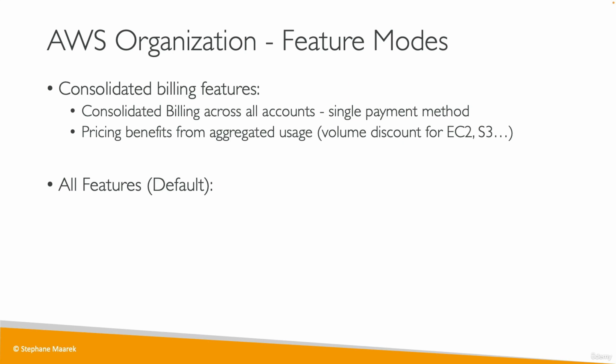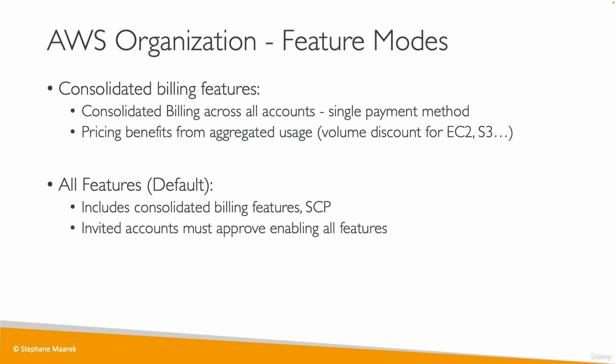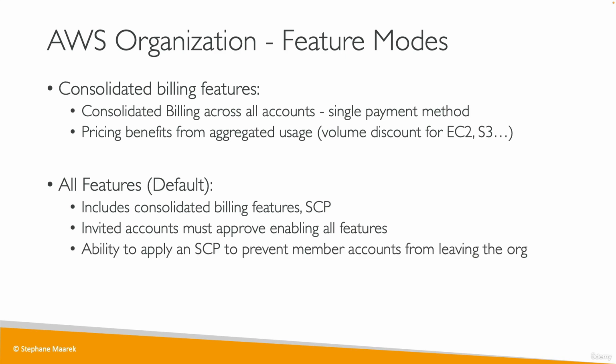So this, of course, includes the consolidated billing feature, but on top of it, it adds the SCP feature that we'll see in the next lecture. And in case you invite an account, it needs to approve enabling all features to be part of that mode. And then once you have All Features enabled, we can use an SCP, a service control policy, to prevent the member accounts from ever leaving the organization. And this is why the accounts that have been invited into an organization with all features must approve these features beforehand. And once you have enabled all features, you cannot go back to using organizations only to consolidate billing.